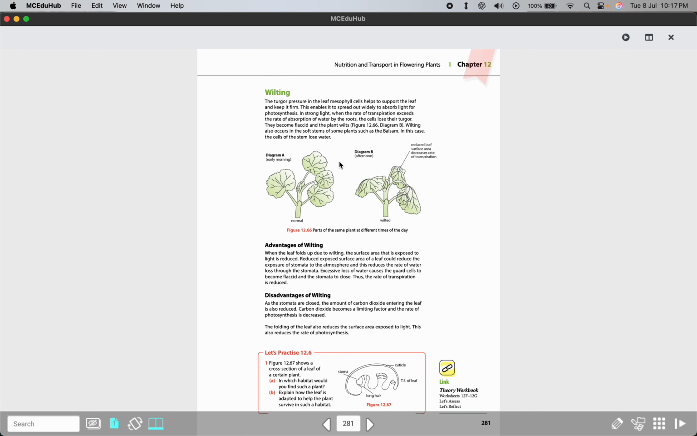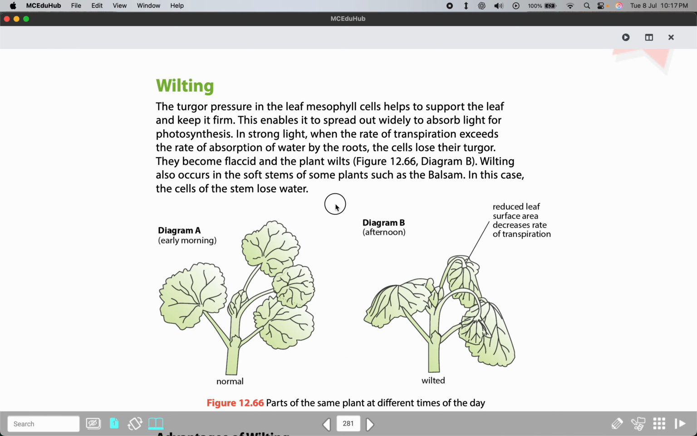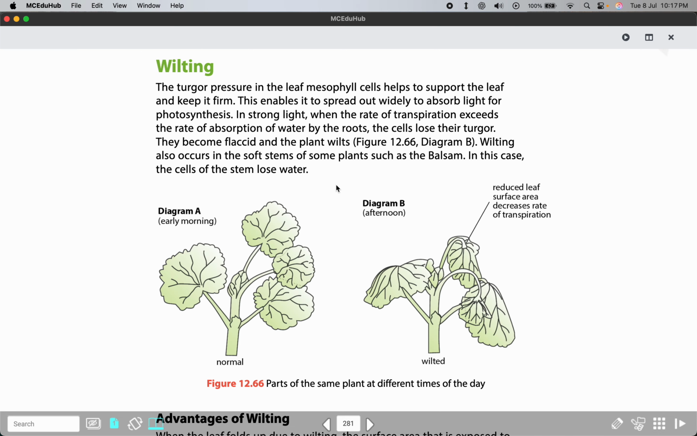Okay, we're coming to the end of this chapter. One last thing, let's talk about wilting. So we know that in each of the plant cells, there's a cell wall, there's a cell, the large central vacuole. In the vacuole, you have the cell sap. Inside the cell sap, you also need water. So when there's enough water in the cell sap, that's why it's called as having turgid.